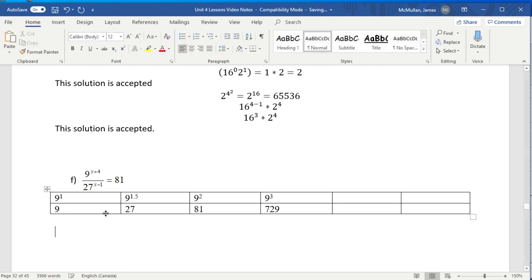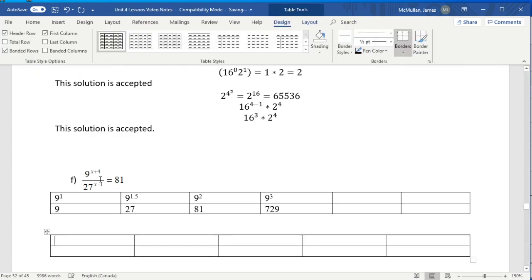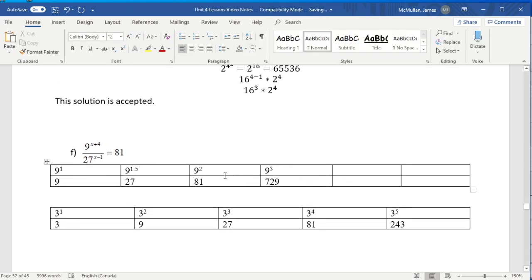What I would suggest you do in this question, instead of working with 9, is ask yourself, what is an even simpler number that all of these numbers go into? And that number is 3. I can write everything here in terms of 3. 3 to the power of 1 I don't need, but 3 to the power of 2 is 9, 3 to the power of 3 is 27, and 3 to the power of 4 is 81, just for your reference. 3 to the power of 5 is 243, in case we need that later. So you can use 9s to answer this question. I challenge you to do so, but I think a better habit to be in is to use the 3s.